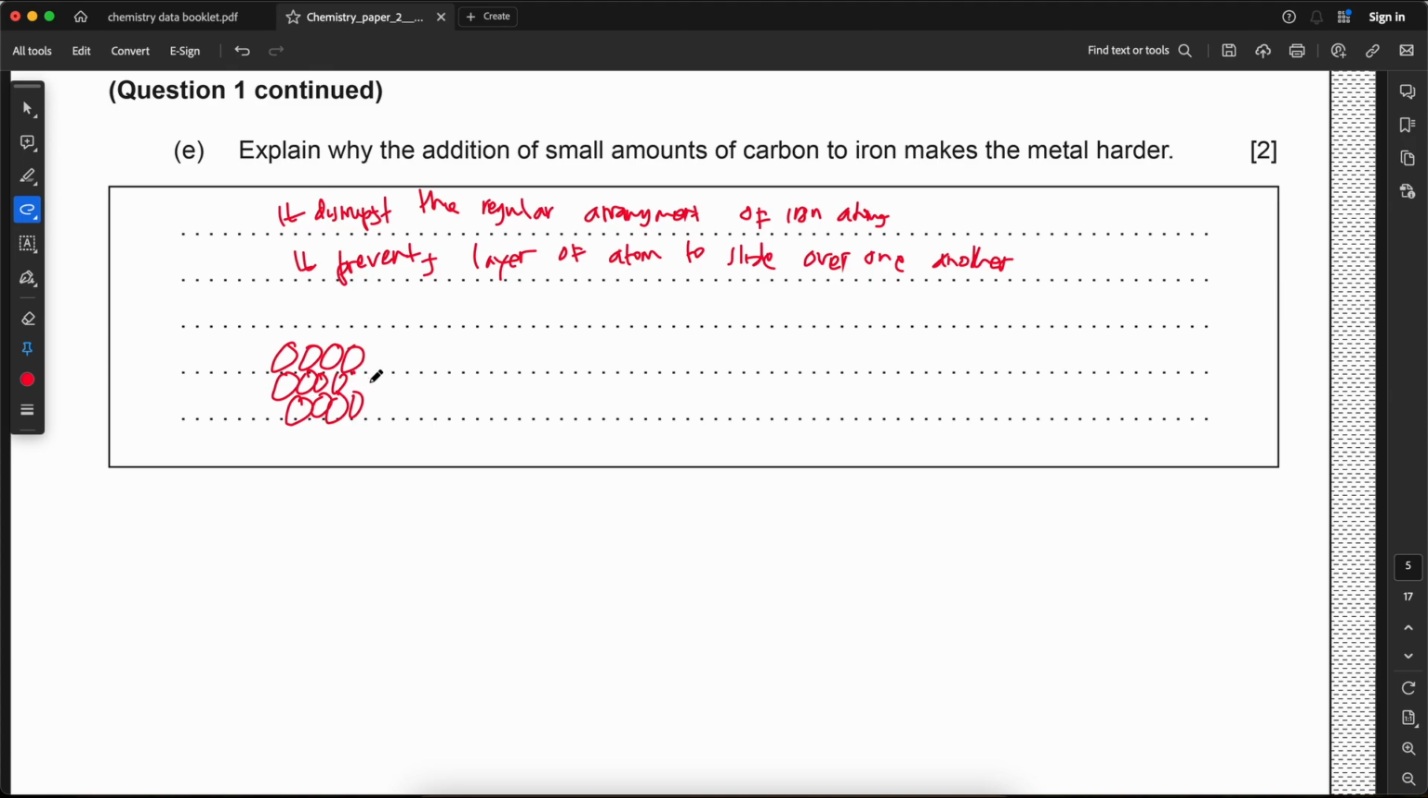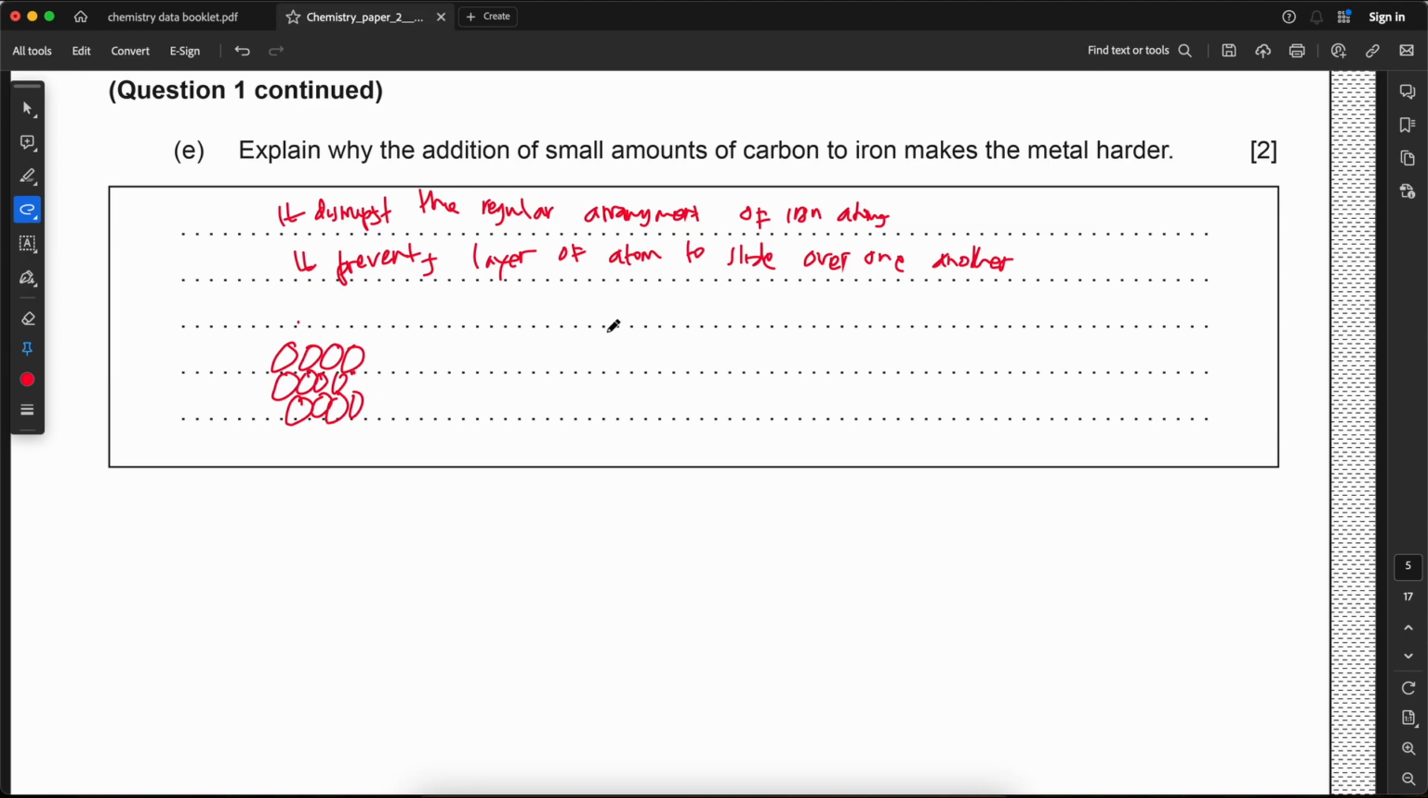So one of the properties of metal is that it can be hammered into a shape, or malleable. This is because the layers of the metal that have a regular arrangement can slide over one another, because the size of the atoms are all the same.